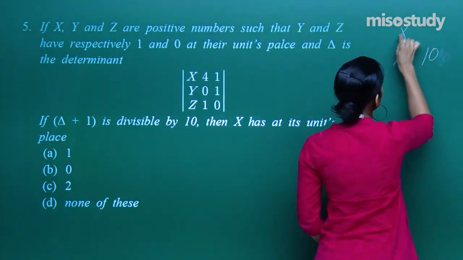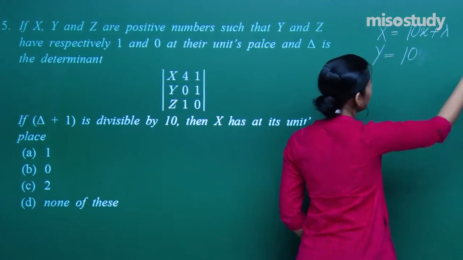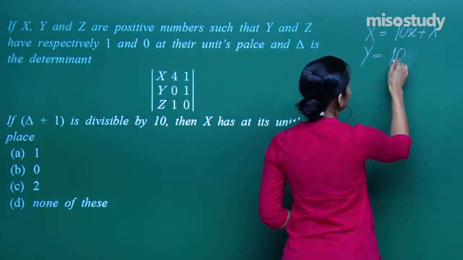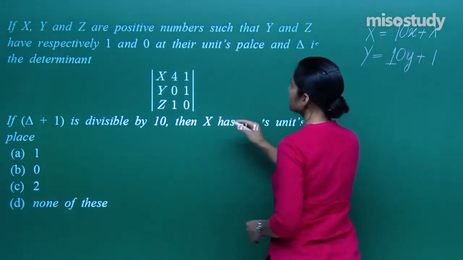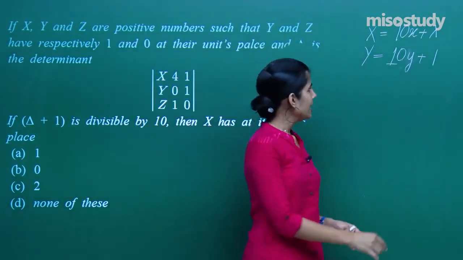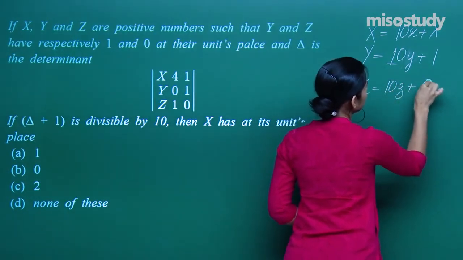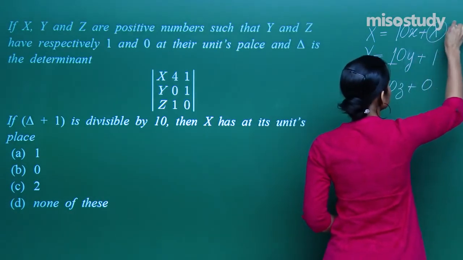When X is divided by 10, you get 10x plus lambda. I don't know what the remainder is, let lambda be the remainder. When Y is divided by 10, you get 10y plus 1 because it is given that 1 is at the units place. And when Z is divided by 10, you get 10z plus 0. Fine, I need to compute this lambda.